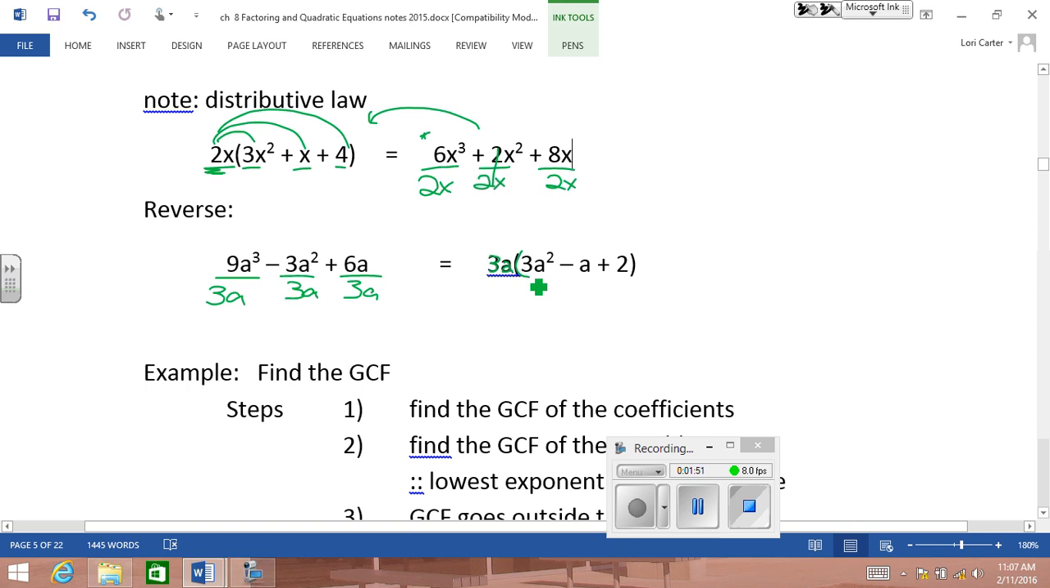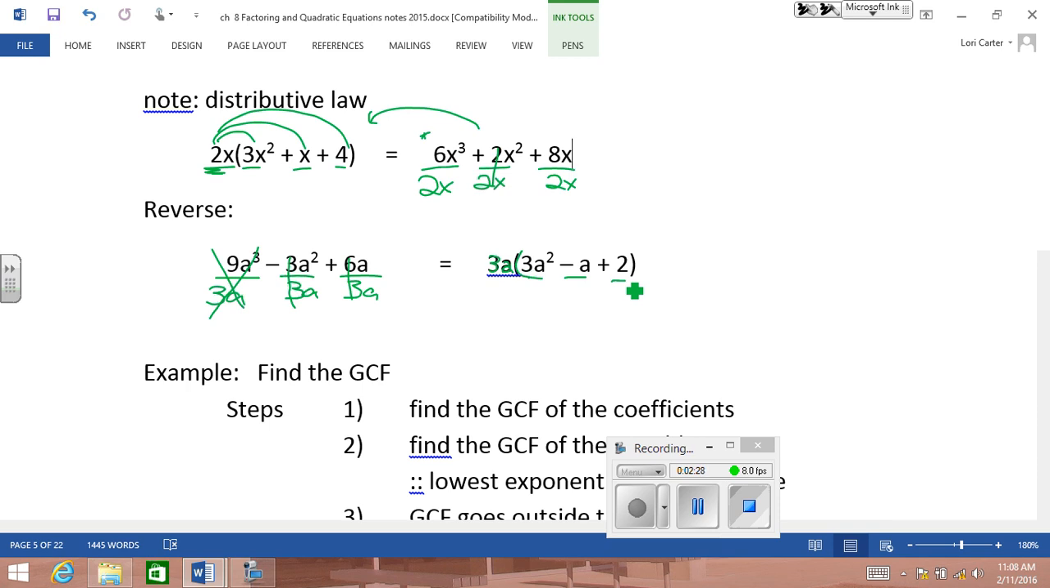Now you do your division. What's 9a cubed divided by 3a? 3a to the second. 3a squared. Good? Okay. What's negative 3a squared divided by 3a? Negative a, because the 3's cancel, 1a left. That's your second term. Are we getting it? Okay, what's 6a divided by 3a? That's just a straight 2. Done. You take the greatest common factor, it goes out front, and then your parentheses with everything that you divided.